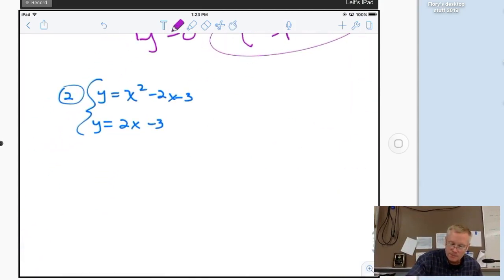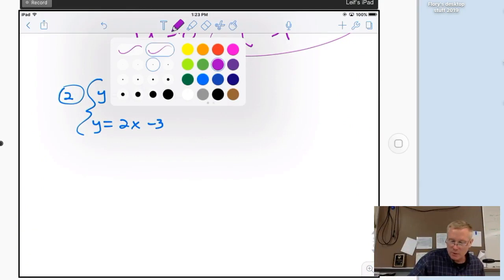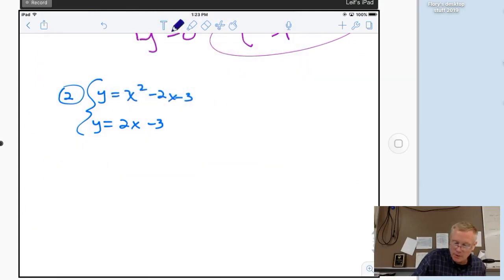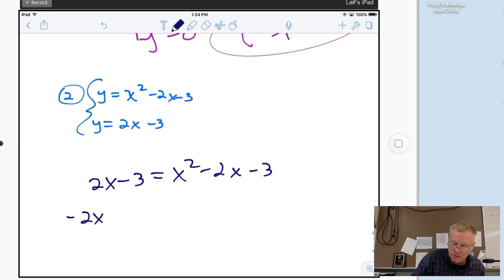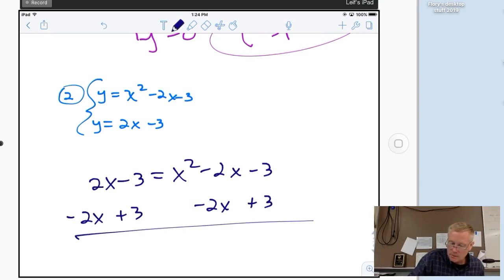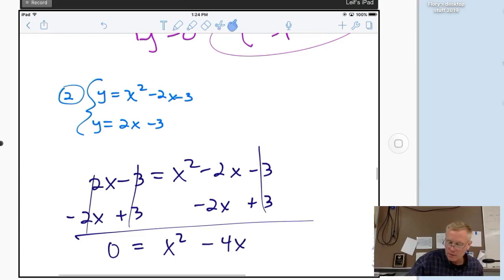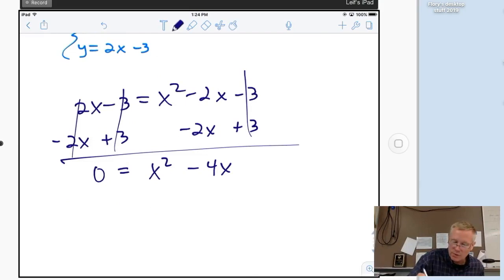Number 2, same idea. So I'm going to set them equal to each other. I'm going to go 2x minus 3 equals x squared minus 2x minus 3. Bring everything to one side. I'm going to subtract 2x and add 3. This is going to be nice because a lot of stuff cancels. I get minus 4x, and both of those cancel. So this is great because this is going to be a piece of cake to solve.